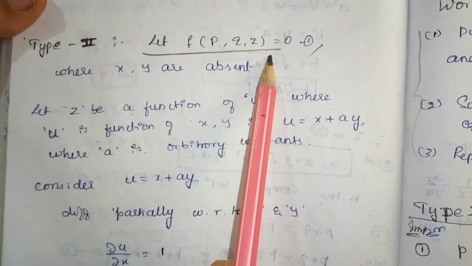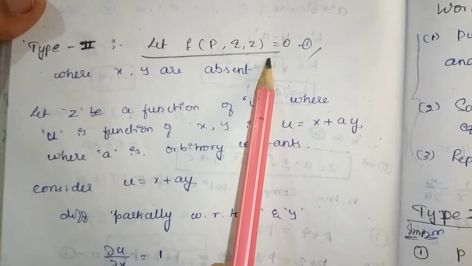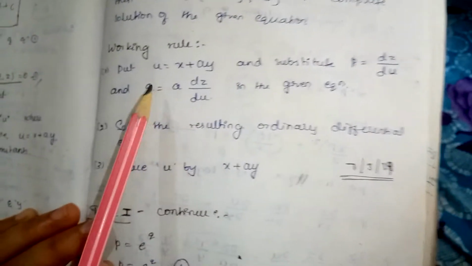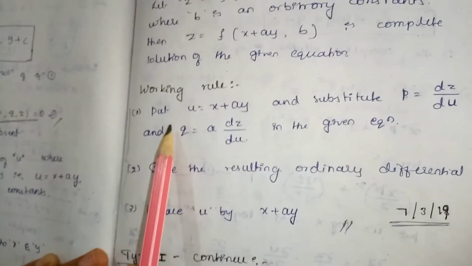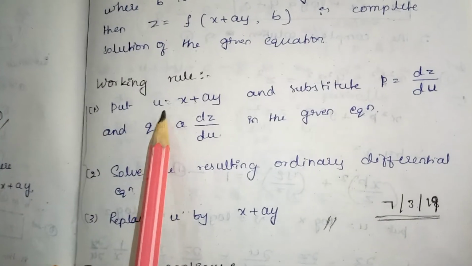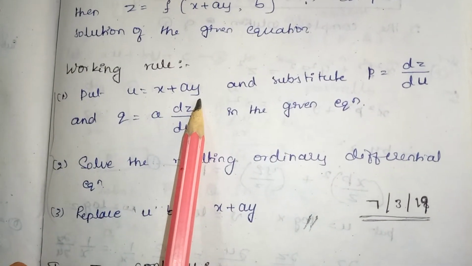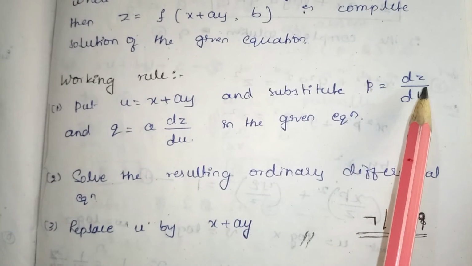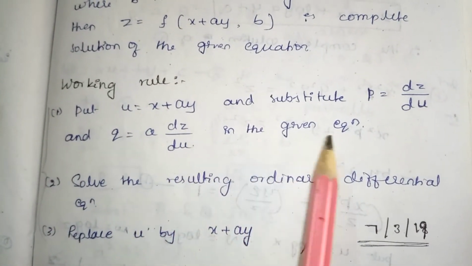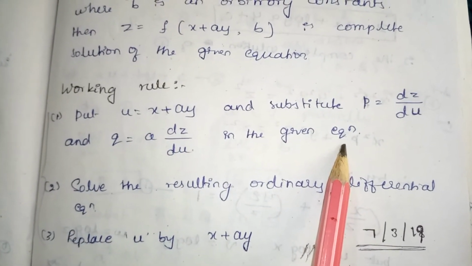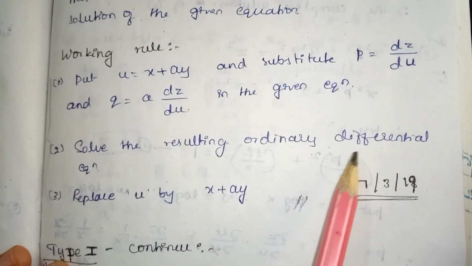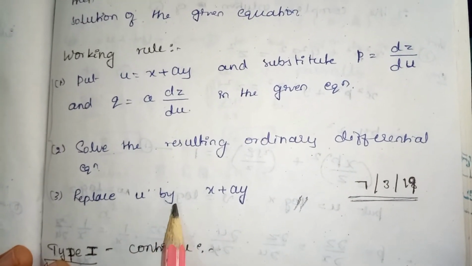Next we go for how to solve the type 2 non-linear partial differential equation. Observe the working rule. First take the given equation f of p comma q comma z equal to 0 as equation 1. Second step, put u is equal to x plus ay and substitute p is equal to dz by du and q is equal to a into dz by du in the given equation. This is the first step. Second step is solve the resulting ordinary differential equation. Last and third step is replace u by x plus ay.